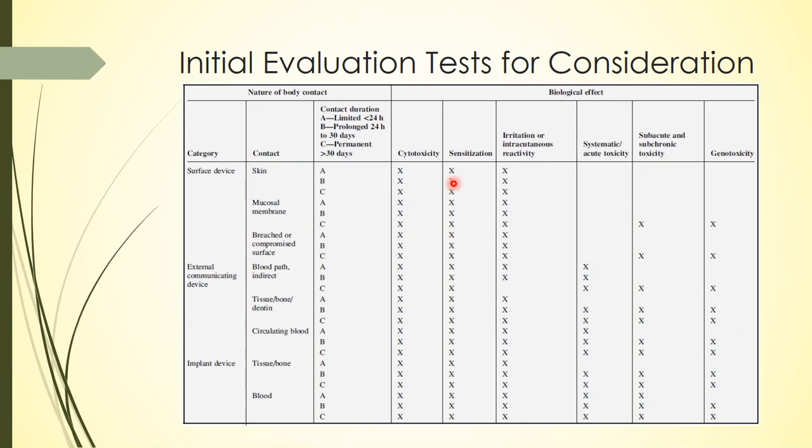And permanent contact is, suppose, a fracture cast, right? A bone fracture takes around 6 to 8 weeks to heal. So the cast would remain for at least 6 to 8 weeks.